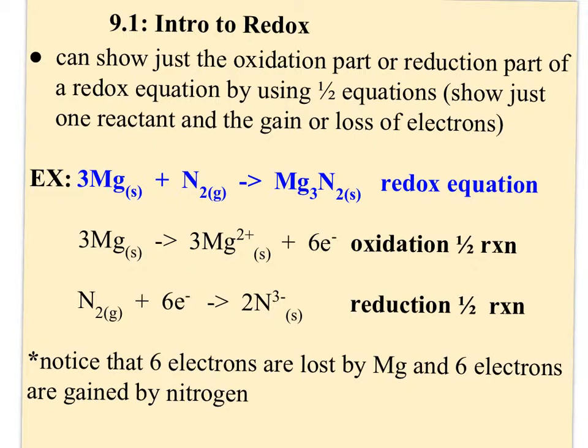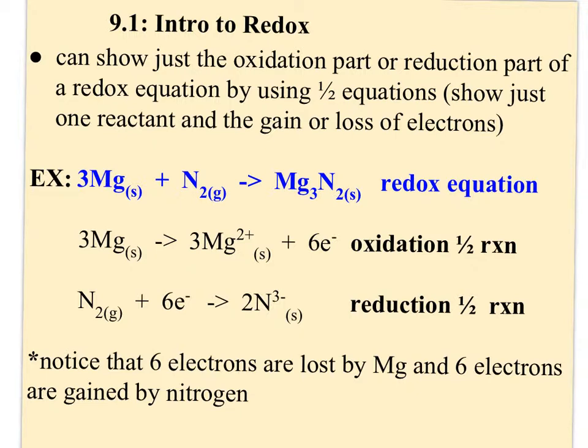That's the full redox equation. But we could break this apart and look at just the oxidation part or the reduction part. The oxidation part would be the 3 magnesium oxidizing to form magnesium ion. And I know it's oxidized because to go from 0 to +2 means that the magnesium has lost 2 electrons, or 3 magnesium have lost 6 electrons total. So I can see that this is oxidized because electrons have been lost.